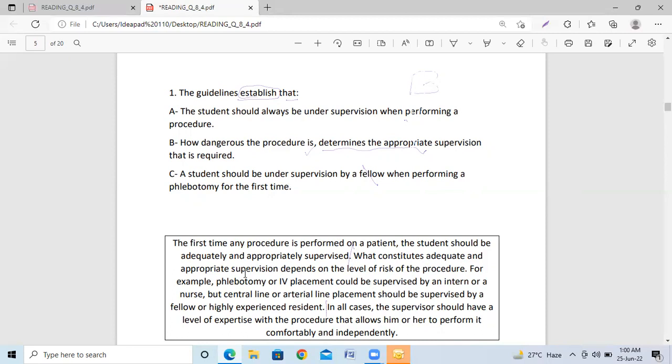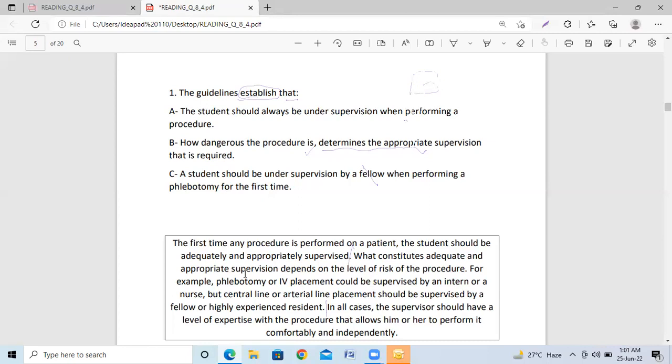So look at the text. It says, the first time any procedure is performed on a patient, the student should be adequately and appropriately supervised. Now, it is very simple, very straightforward, no difficult words in it. Everything is very clear. Okay. The next says, what constitutes adequate and appropriate supervision depends on the level of risk of the procedure. Okay, what type of supervision is needed? It depends on how risky the procedure is. For example, then they have given examples. Phlebotomy or IV placement could be supervised by an intern or a nurse.